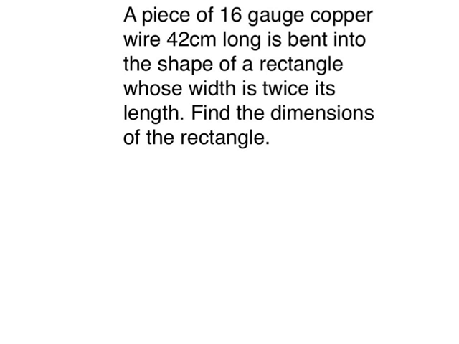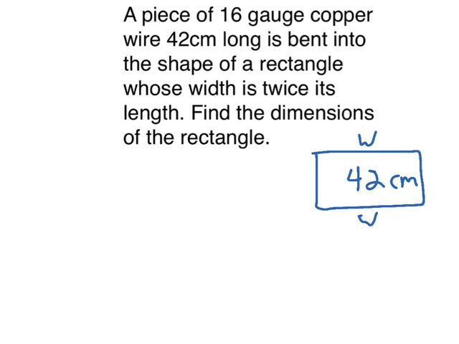So let's take a look at this problem here. It says a piece of 16 gauge copper wire, 42 centimeters long, is bent into the shape of a rectangle whose width is twice its length. Find the dimensions of the rectangle. Well, that rectangle looks like this right here, and we know that the total distance around it is 42 centimeters. This is a width, this is a width, this is a length, this is a length.